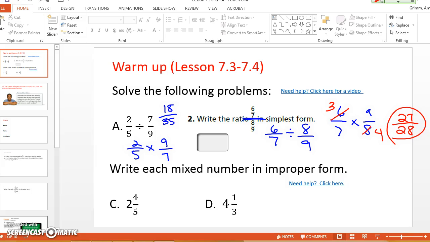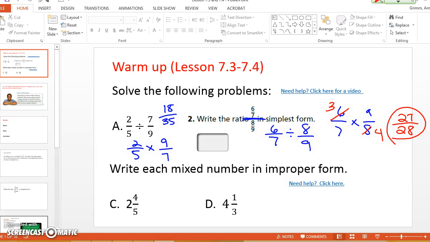Is that coming back? Do you remember doing that now? Yes, Jake. You get the same answer. You'll just have to reduce at the end. Does that make sense? So you would take 6 times 9 and 7 times 8, and then you'd have to reduce both. Okay. All right. Next one.